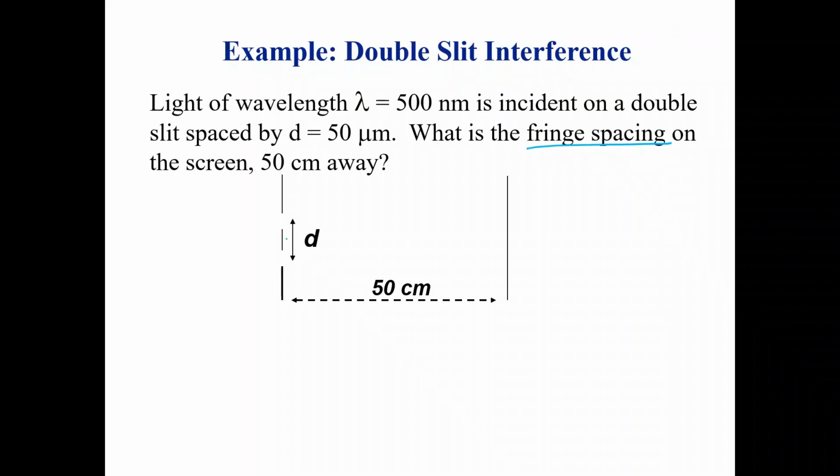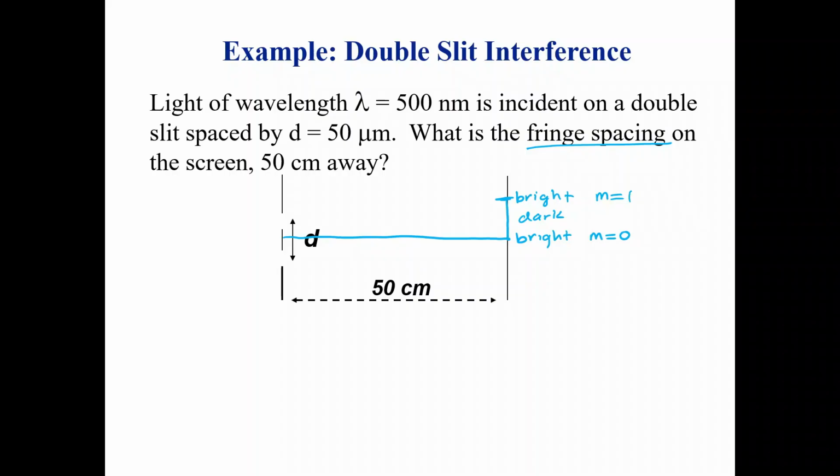So you're always going to get a bright spot in the dead center. And then you're going to have a dark spot. And then you're going to have a bright spot. So what we're really looking for is delta Y. But we can use the first bright spot. This one's going to be M equals 0. So that's how we're going to use this. The first bright spot after the central axis is M equals 1.